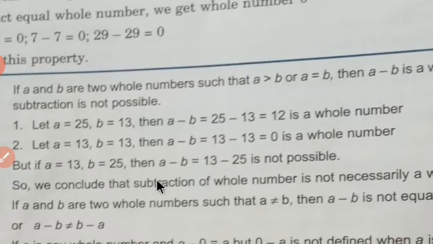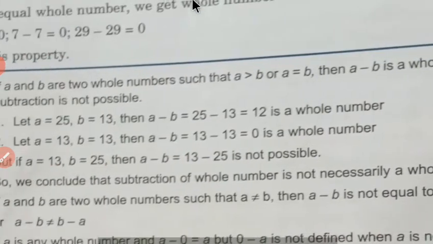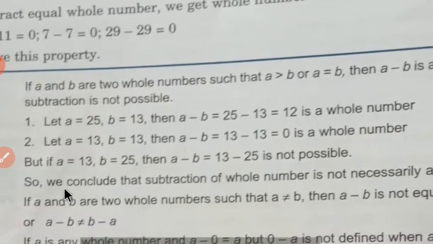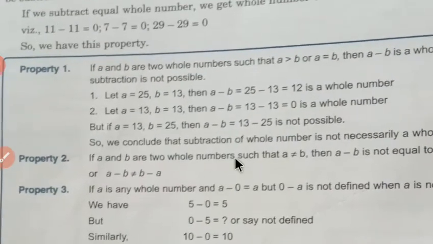So we conclude that subtraction of whole numbers is not necessarily a whole number. What we have seen here is that if we subtract any two whole numbers, it is not necessary that the answer is always a whole number. Sometimes it may be a whole number, sometimes it is not possible. It means the closure property for subtraction is not satisfied.